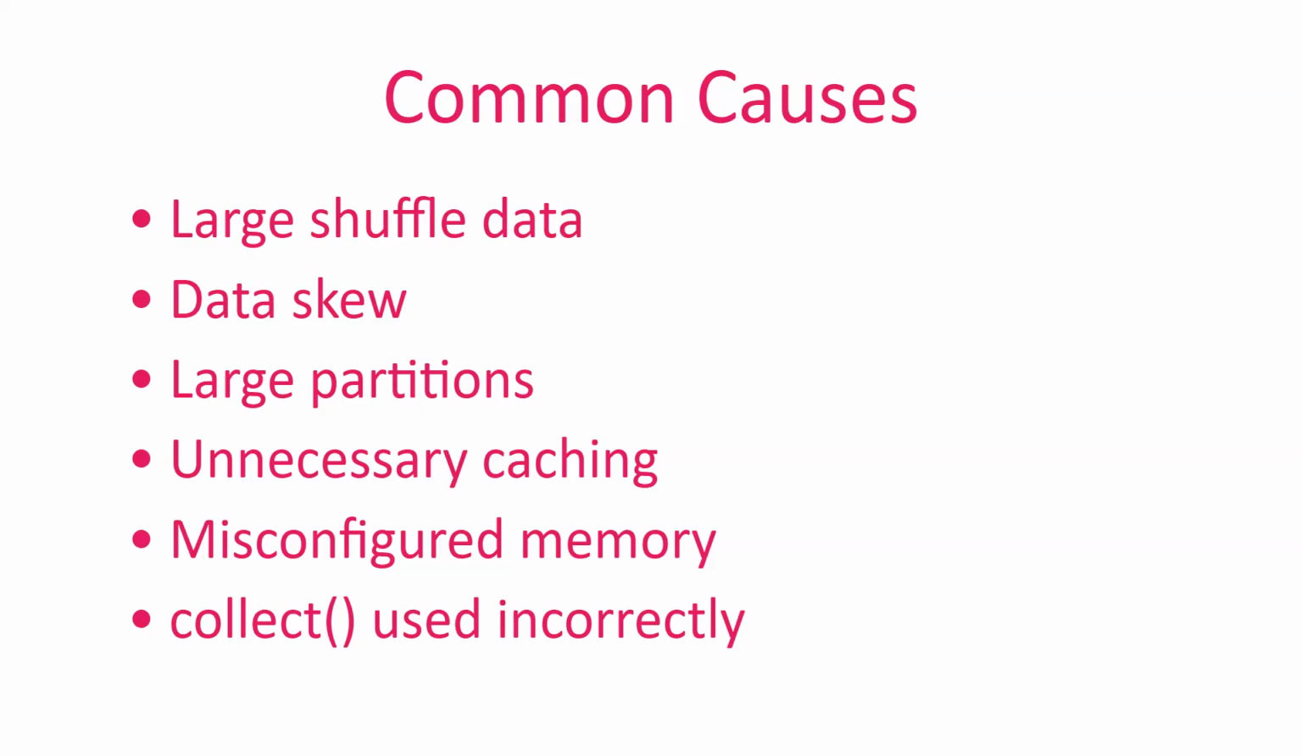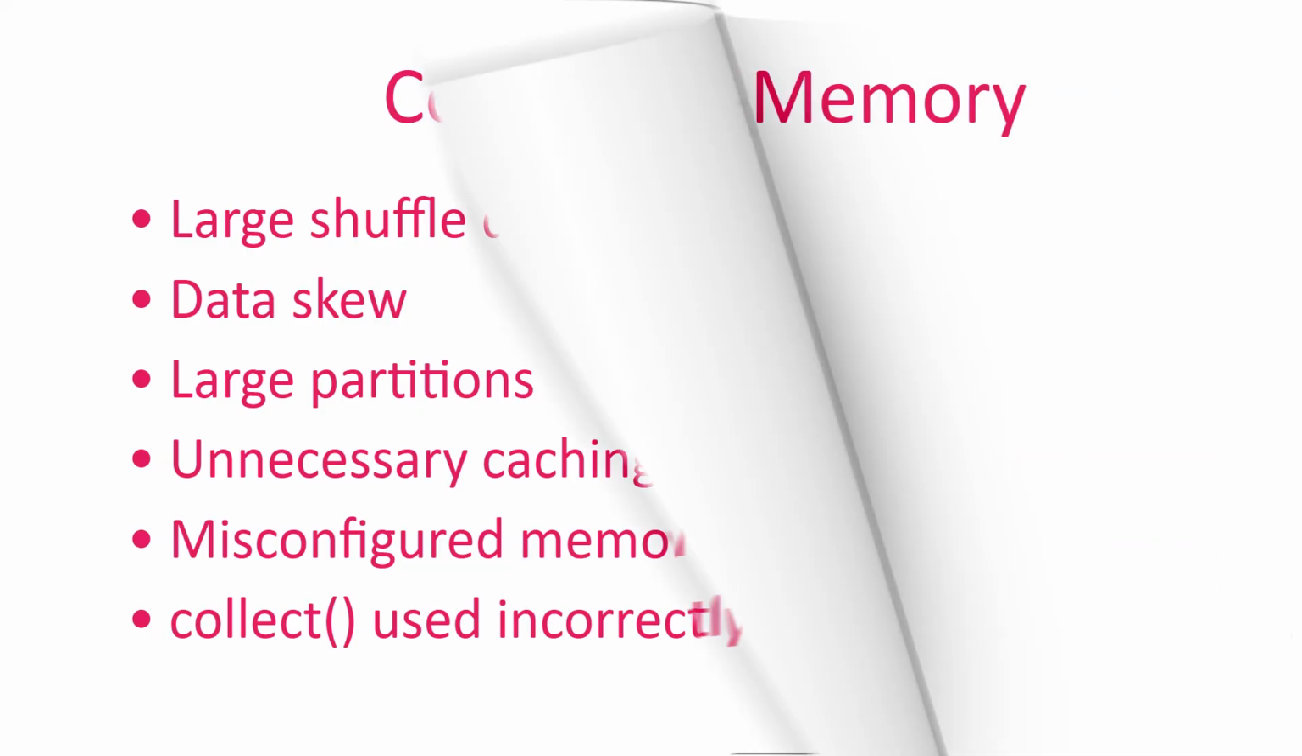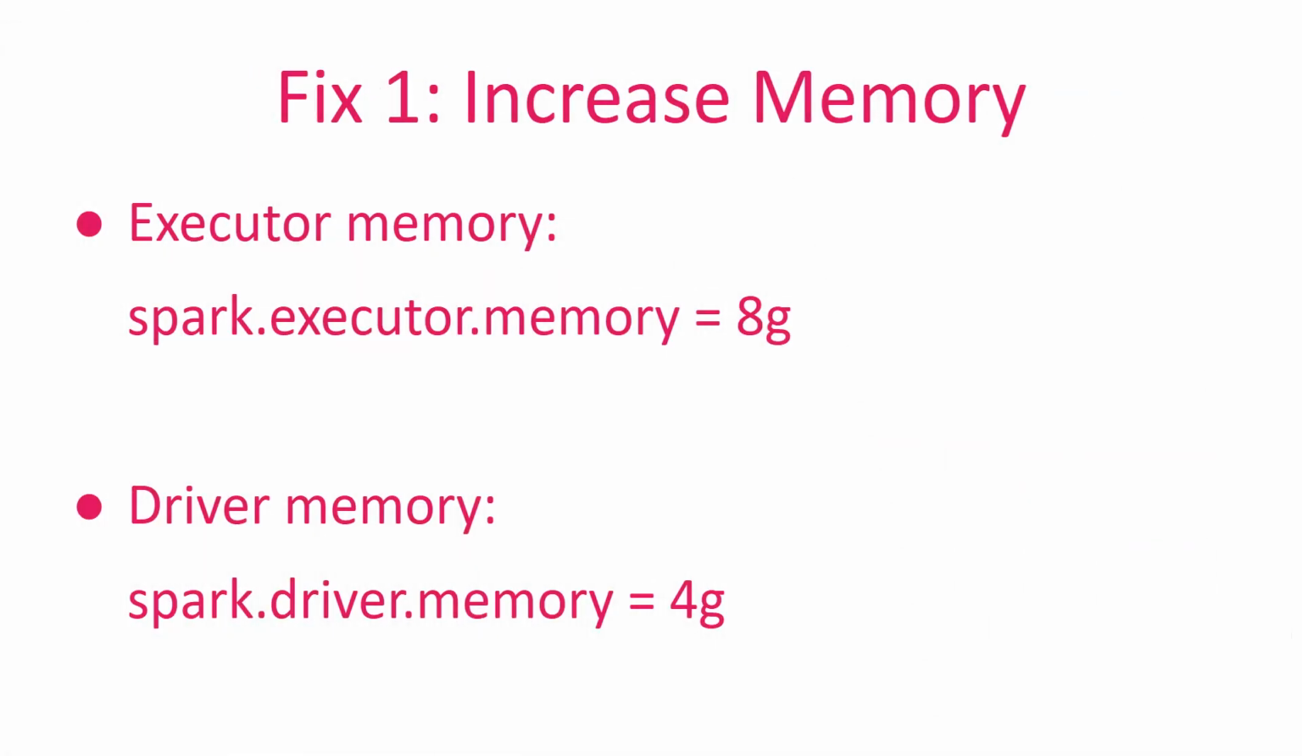Fourth is collecting large data to the driver using collect, df.collect, df.show(false), rdd.take(100k), which can crash the driver. Fifth is unnecessary caching or persisting, caching large datasets that are not reused. Sixth is data skew, where one executor gets more data than another. Now, fixing memory issues, or increasing memory.